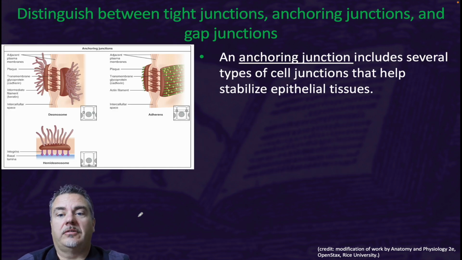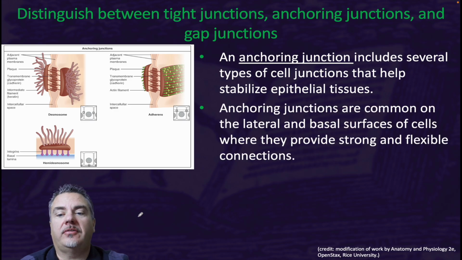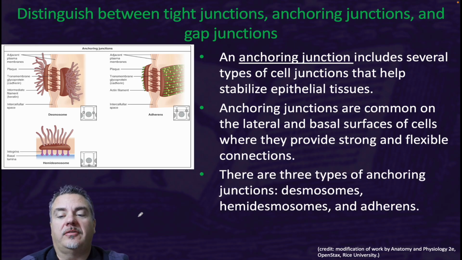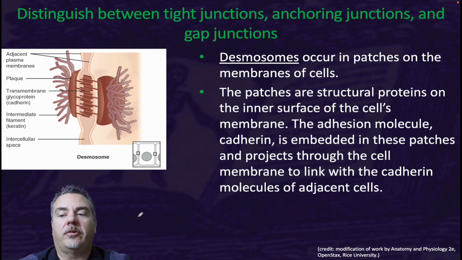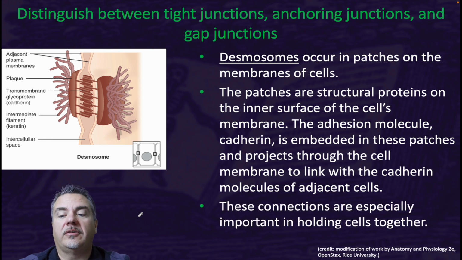An anchoring junction includes several types of cell junctions that help stabilize epithelial tissues. Anchoring junctions are common on the lateral and basal surfaces of cells where they provide strong and flexible connections. There are 3 types of anchoring junctions: desmosomes, hemidesmosomes, and adherens. Desmosomes occur in patches on the membranes of cells. The patches are structural proteins on the inner surface of the cell's membrane. The adhesion molecule, cadherin, is embedded in these patches and projects through the cell membrane to link with the cadherin molecules of adjacent cells. These connections are especially important in holding cells together.